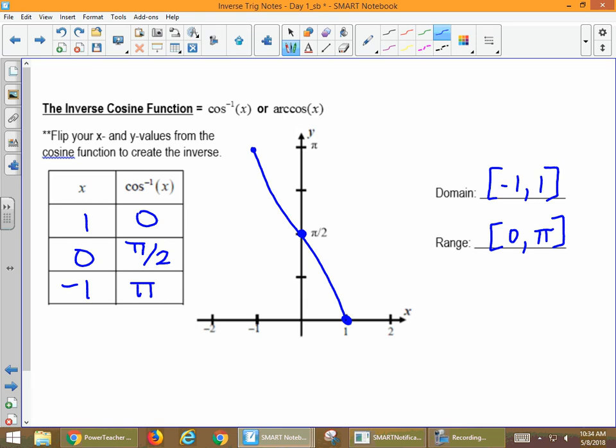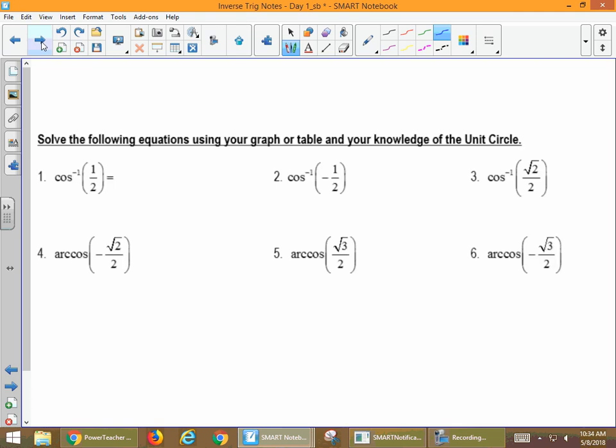Question? Clear? The little tables are the key to getting those graphs right. I can't say that enough. Like, I don't graph them without them.